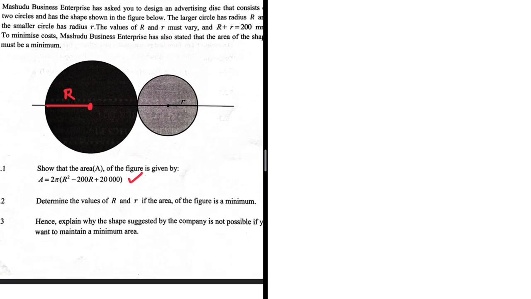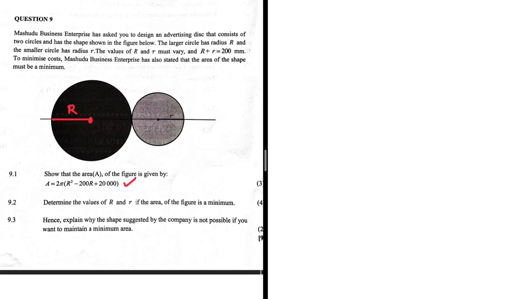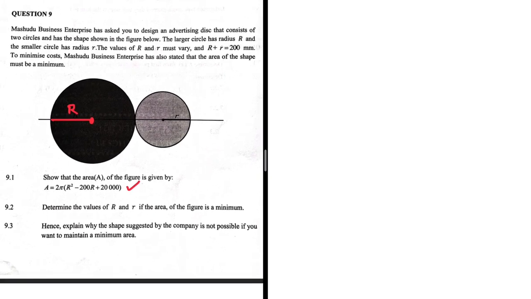Show that the area of the figure is given by A is equals to 2 pi multiplied by R squared minus 200R plus 20,000. Okay, this is the kind of equations we expect in optimization, question 9. So let's take a look at what's happening here and show that A is indeed equals to that expression.